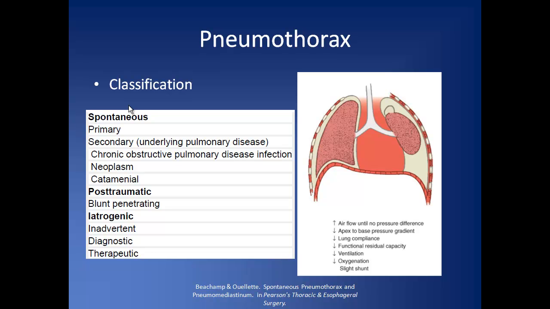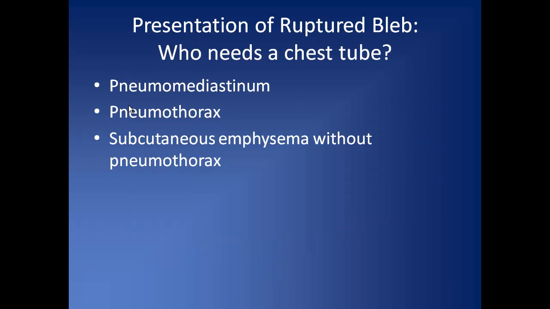Post-traumatic, so you can have blunt or penetrating. Iatrogenic, so it can be from doing a thoracentesis, from putting a central line in. What happens is you have increased airflow into the pleural space until there's no pressure difference. And so then you have this pressure gradient between the apex and lung base. And then you have decreased lung compliance, decreased functional residual capacity, decreased ventilation, and you can have decreased oxygenation and a slight shunt in these patients.